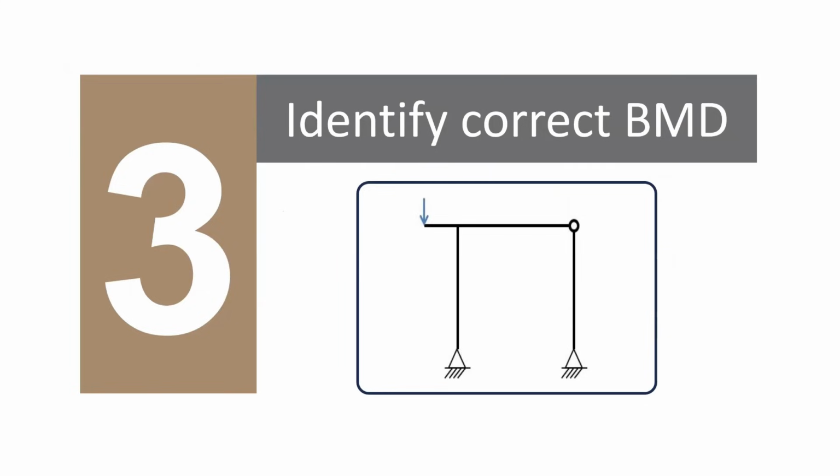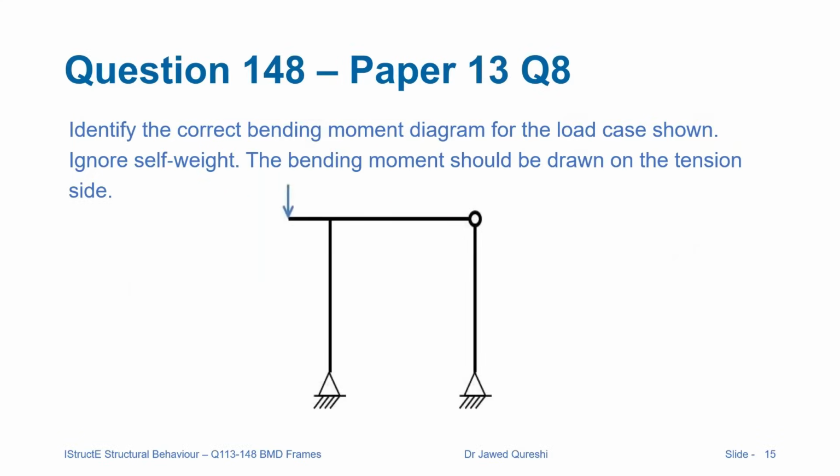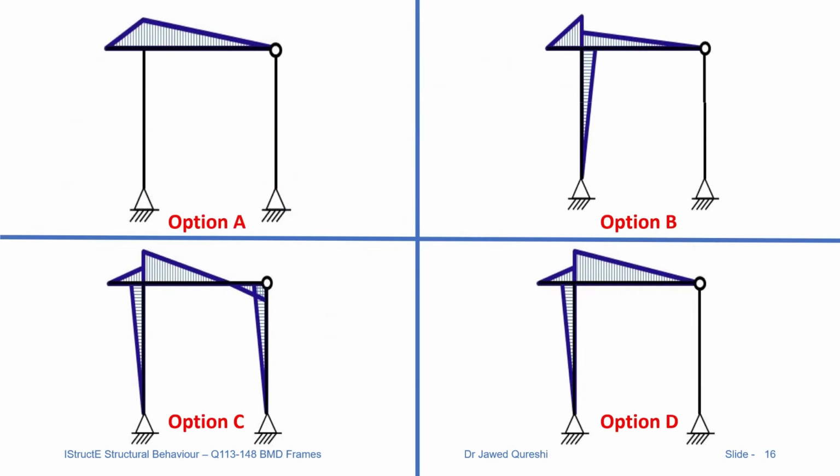In this question, we have an internal pin on the right side. Now, on the left side, we have a vertical point load applied. And similar to the last question, we have two pin supports. We have to draw the bending moment diagram for the loading case shown, and ignore self-weight, and the bending moment should be drawn on the tension side. There are four options to choose from, and I will not be able to know the bending moment until I draw the deflected shape. Now grab your pen and sketch the deflected shape, and then from there determine the bending moment diagram.